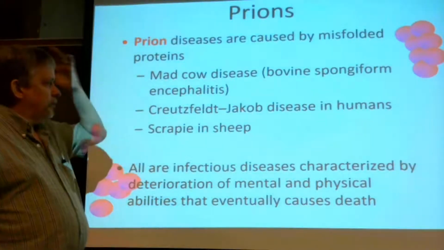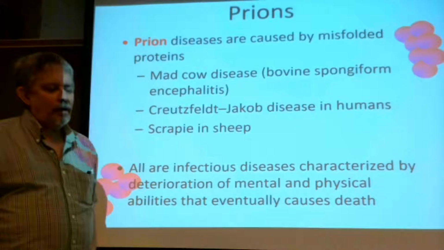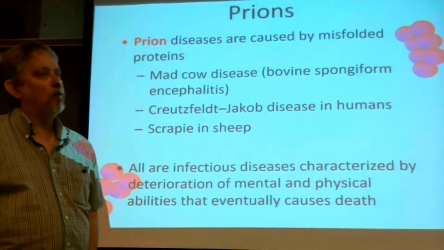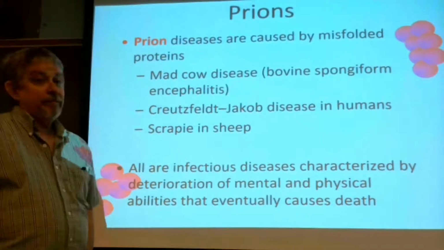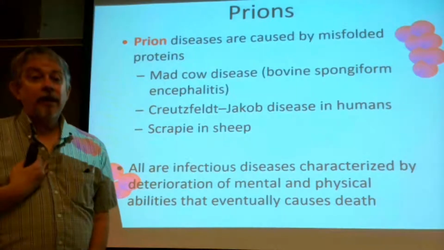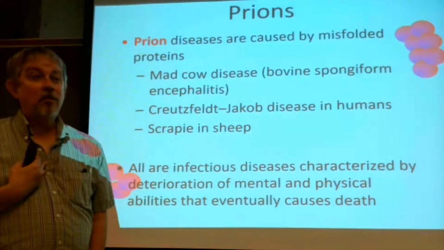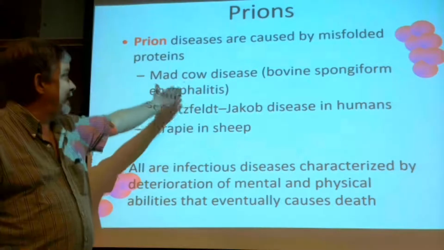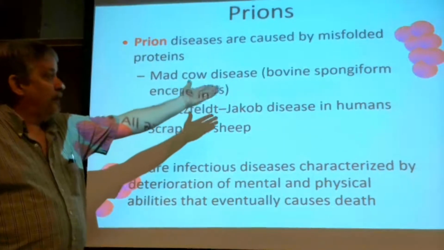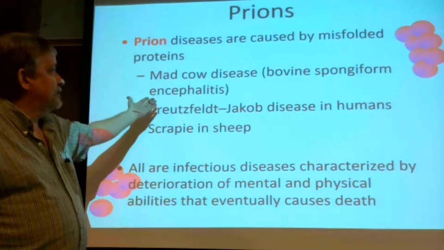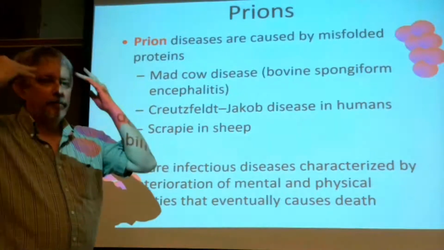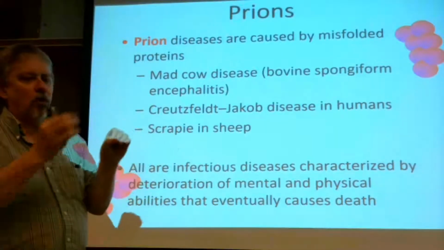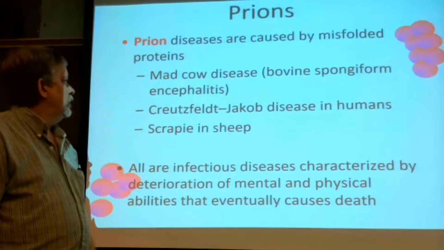All right, so what is a prion? A prion is a protein that has been misfolded. This can be disastrous in the human body. When our proteins misfold, it will cause disease. Mad cow disease, bovine spongiform encephalopathy, is a misfolding of the proteins in the brain. It causes holes in the brain tissue.